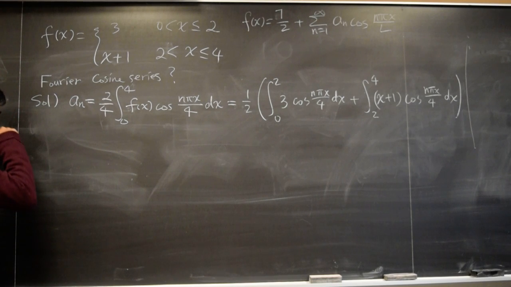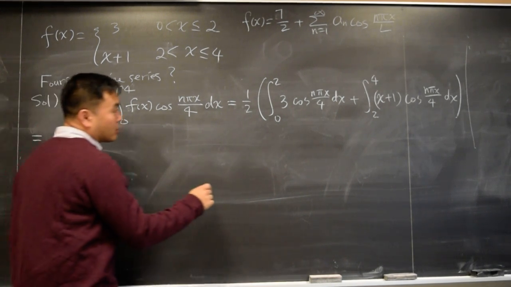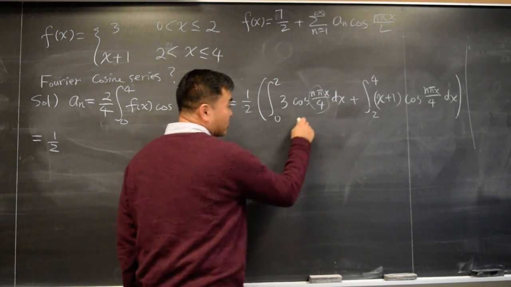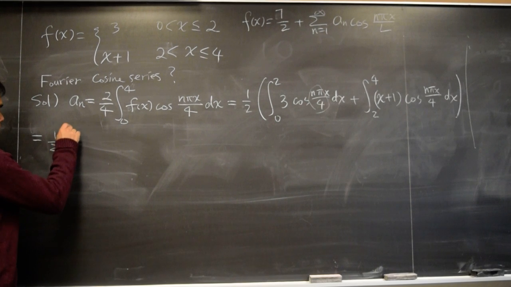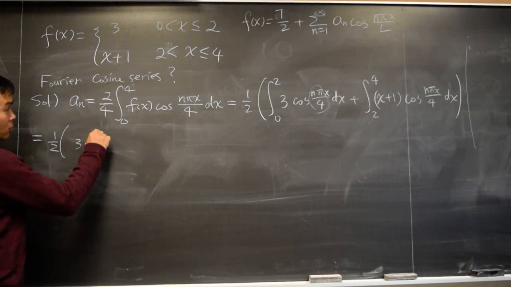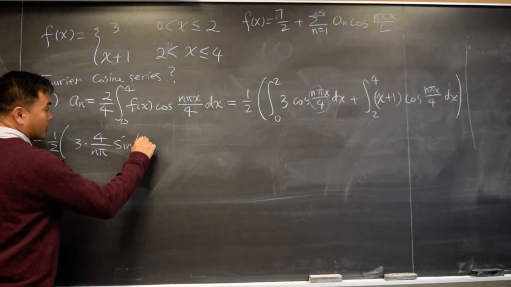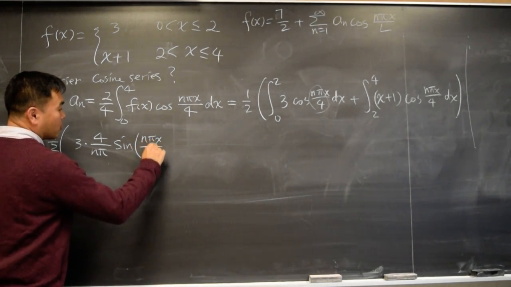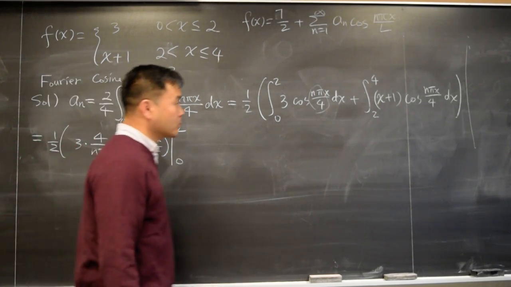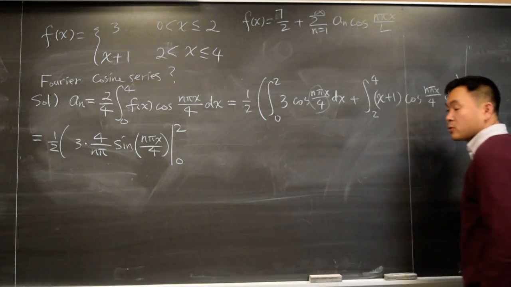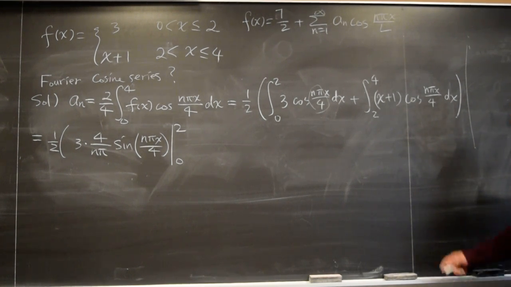Now let's integrate one by one. The first one, I guess, it's not that hard. When you integrate, you know that the reciprocal of this number should appear in front. So this is 3 times 4 over n pi sine n pi x over 4, and you plug in 2 and 0. That's the first integral. Now for the second integral, you have a question?